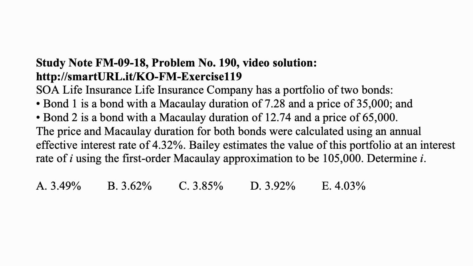Bond 1 is a bond with a Macaulay duration of 7.28 and a price of 35,000. And bond 2 is a bond with a Macaulay duration of 12.74 and a price of 65,000. The price and Macaulay duration for both bonds were calculated using an annual effective interest rate of 4.32%. Bailey estimates the value of this portfolio at an interest rate of I using the first order Macaulay approximation to be 105,000. Determine I.